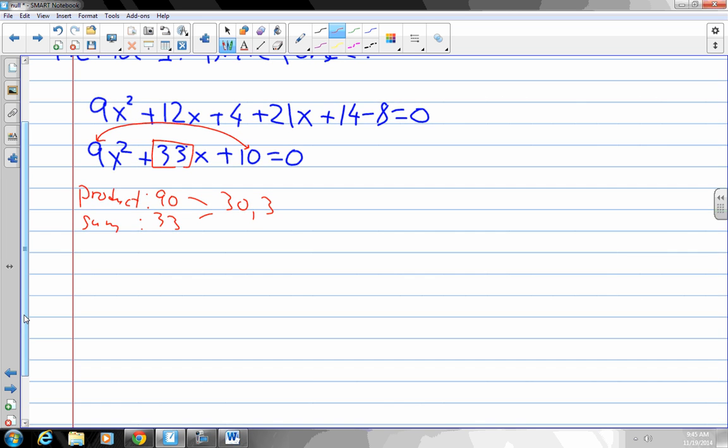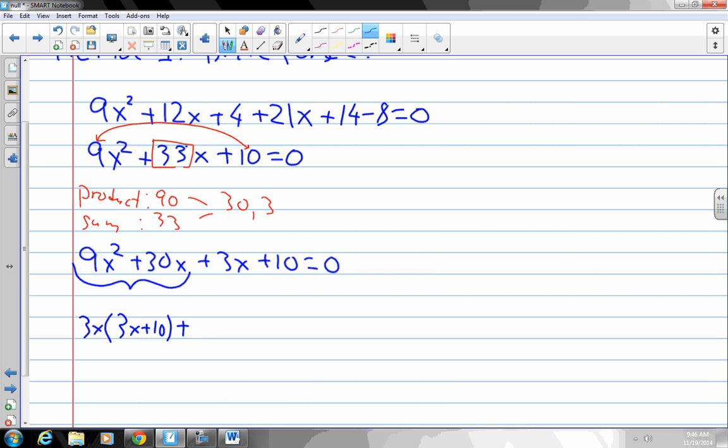So then we'll solve this by factoring by grouping: 9x squared plus 30x plus 3x plus 10 equals 0. So what can we pull out? 3x, right? Leaves us with 3x plus 10 plus another 3x plus 10 still equals 0.